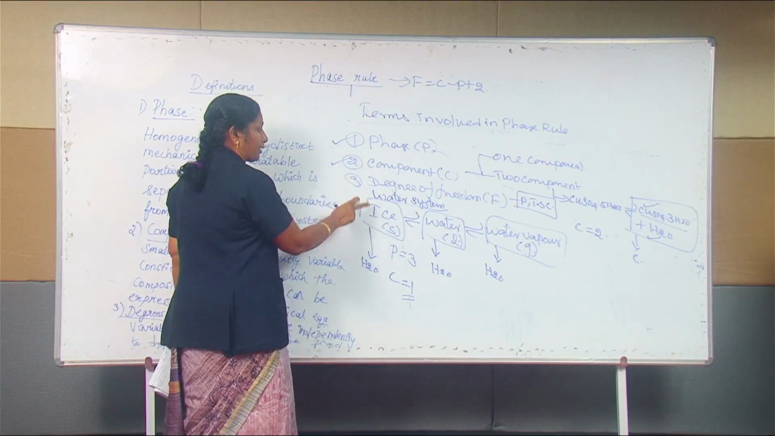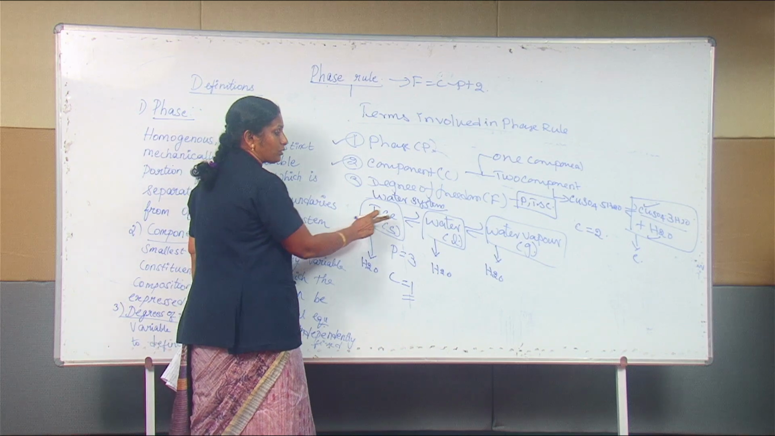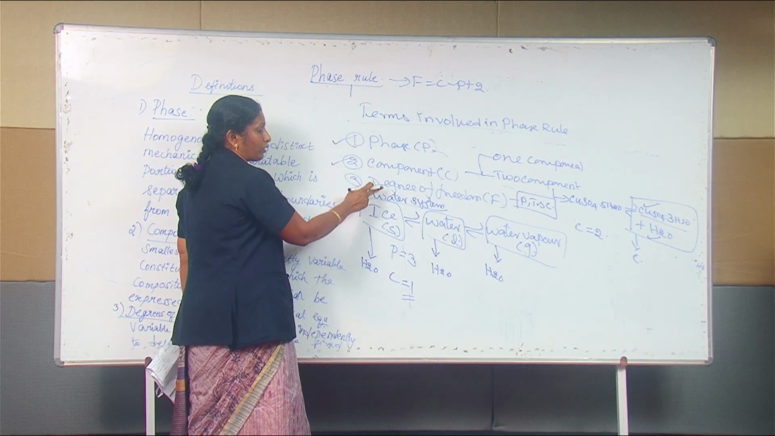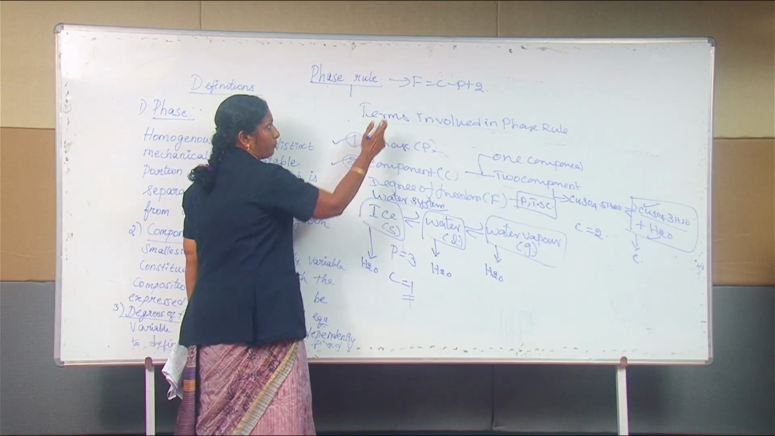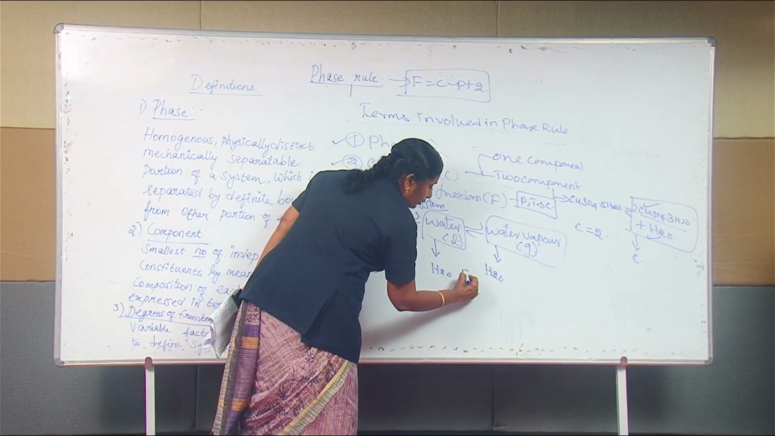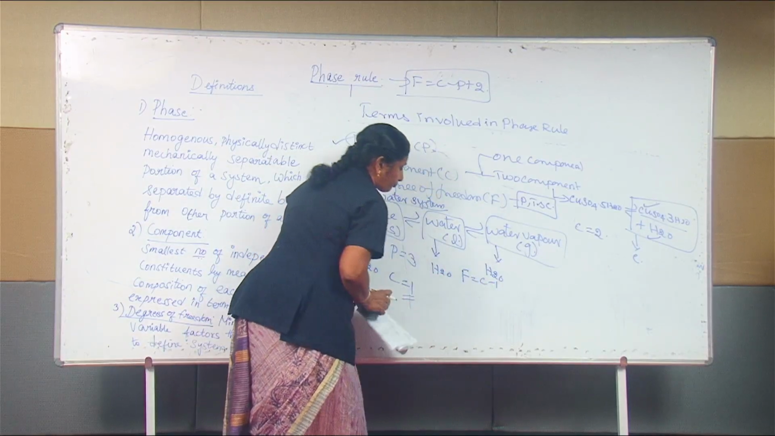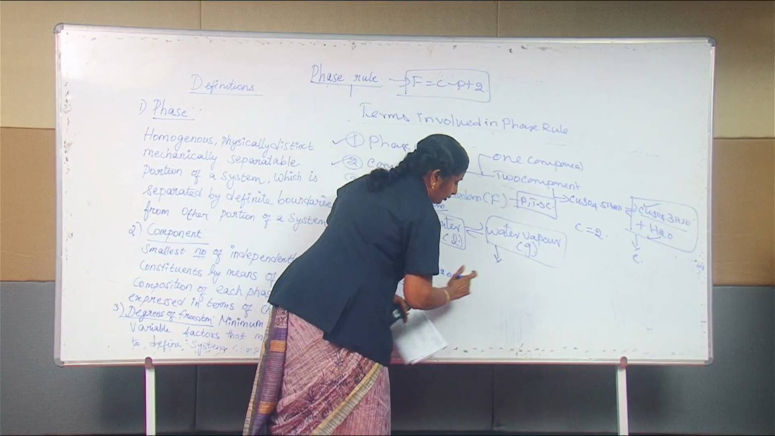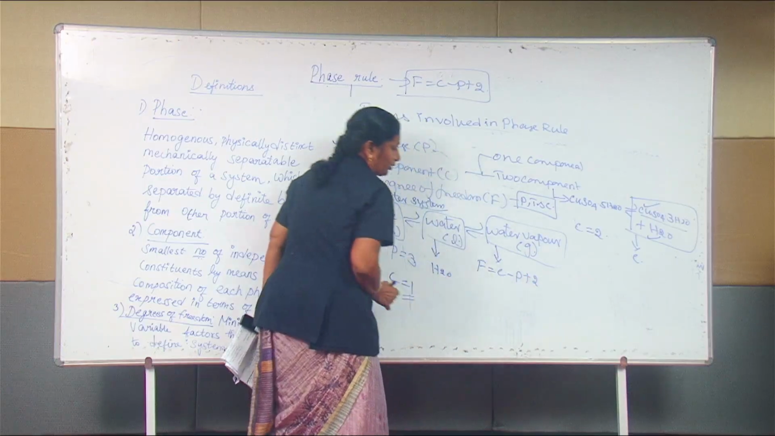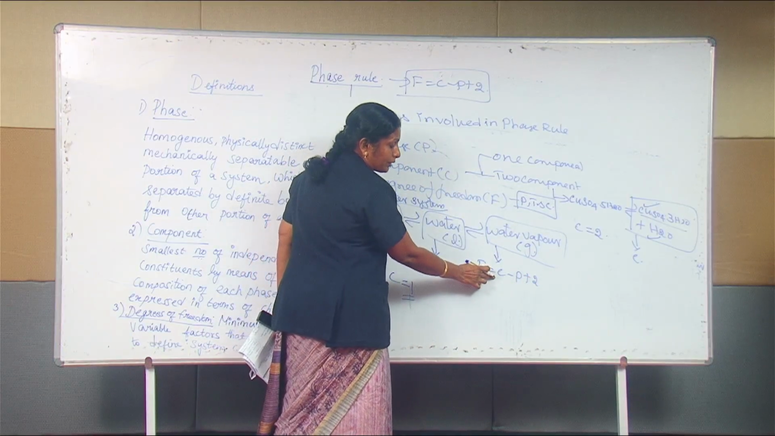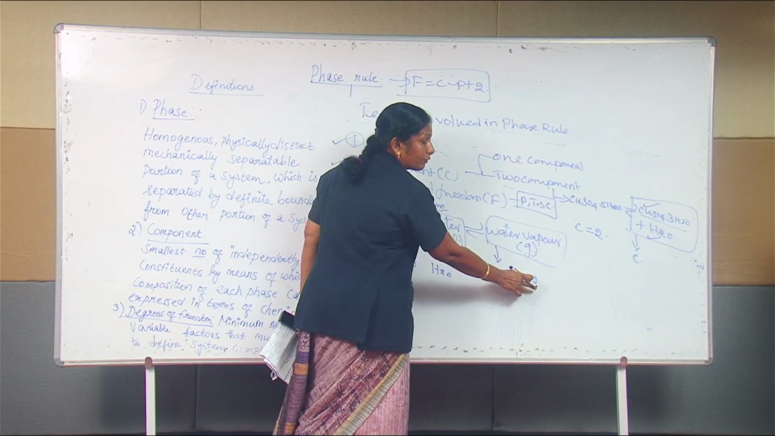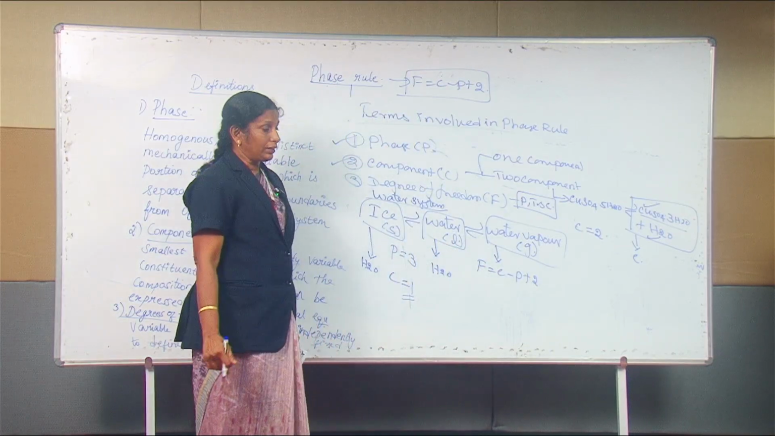Here also you will take the same example, for example, ice, water and then water vapor. By using this system, now you are going to calculate the degree of freedom by using the phase rule. What is the phase rule? F is equal to C minus P plus 2. F is the degree of freedom, C is the number of components, P is the number of phases present in the system, and 2 is the variable factors such as pressure and temperature.